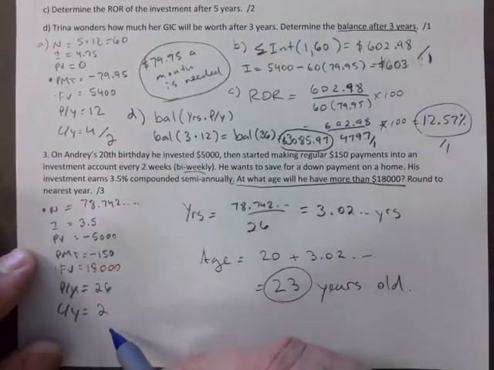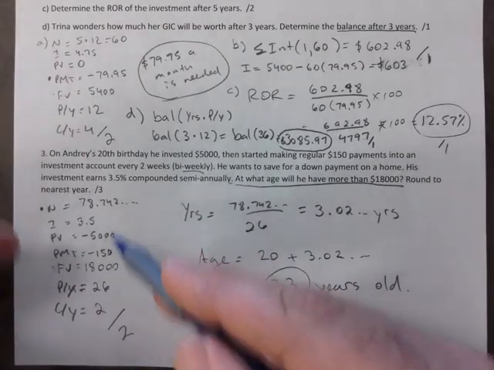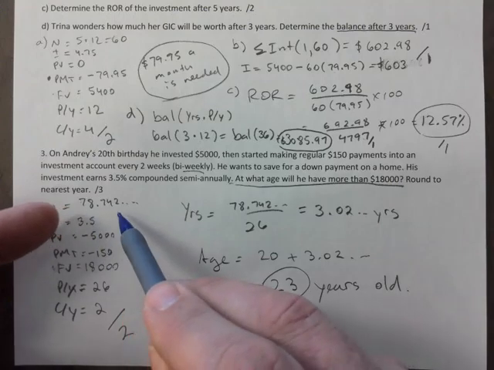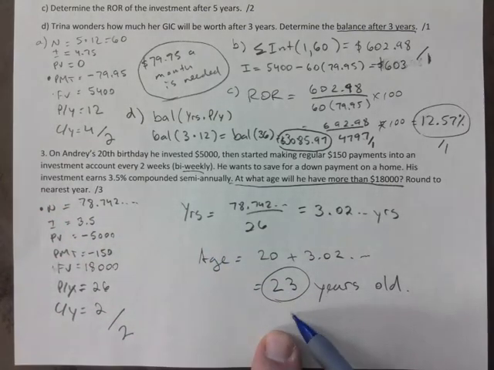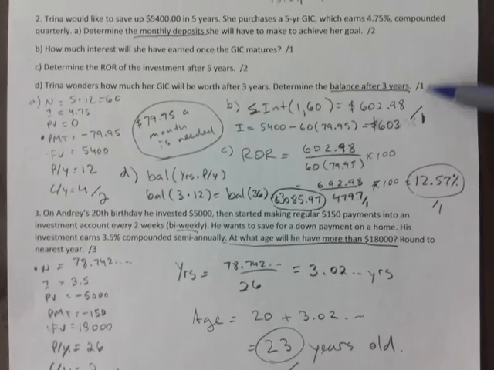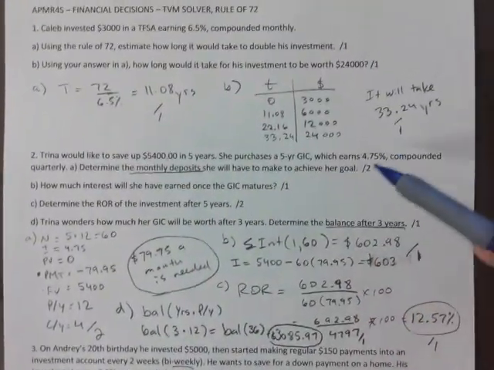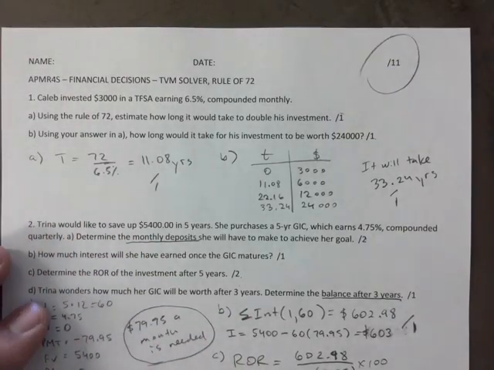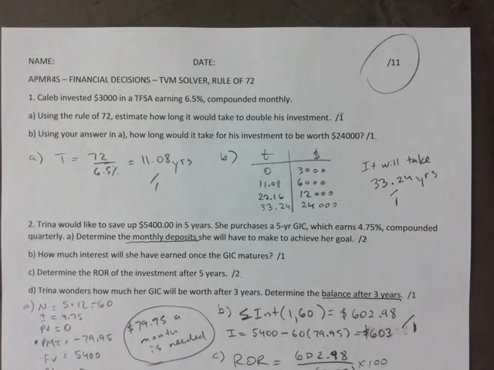Same with this TVM solver. You get 2 marks for the TVM solver entries, and of course your solution, and then you get 1 more mark for coming up with the age of Andre. So we are at a total of 3, 4, 5, 6, 7, 8, 9, 10, 11, as the AC indicates. We are out of 11, so make sure your name is on there.